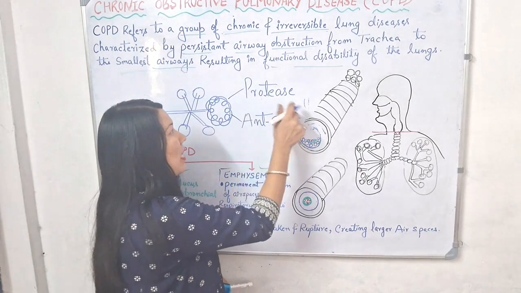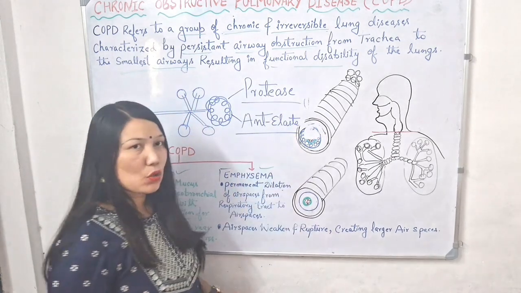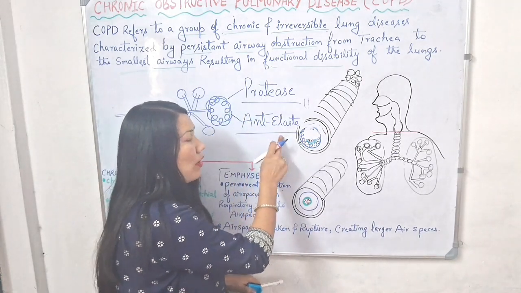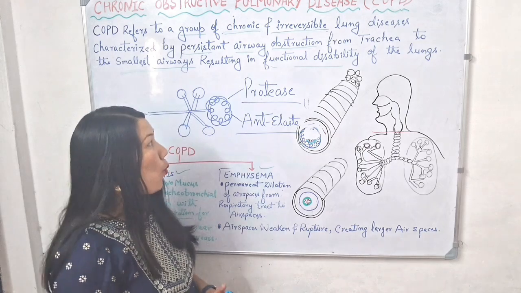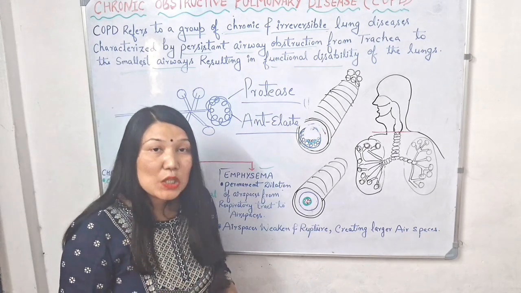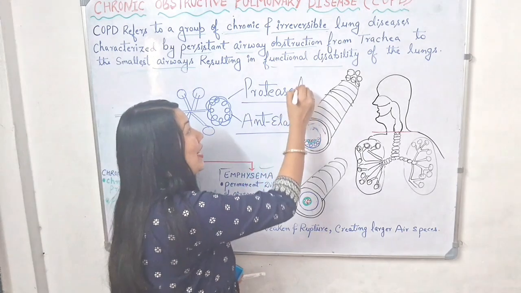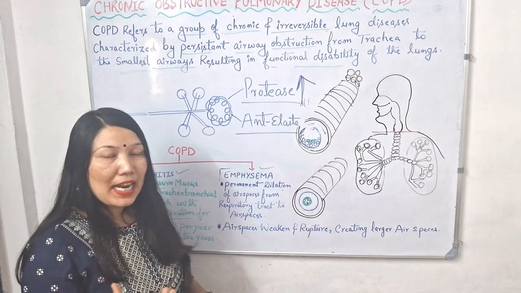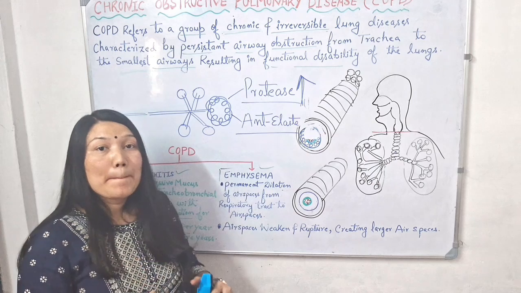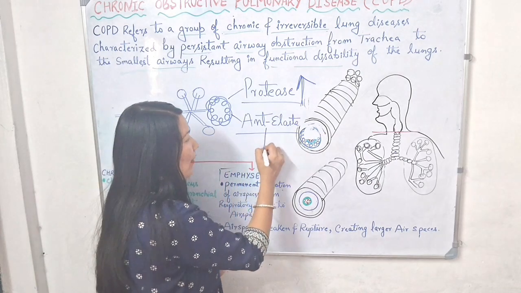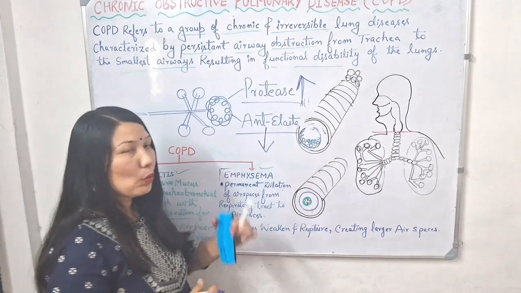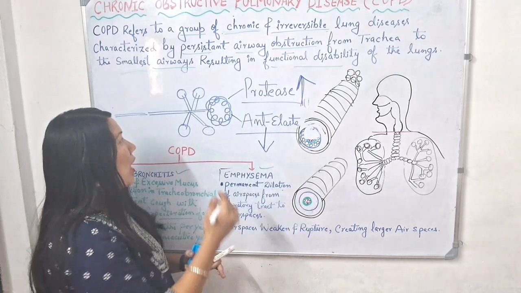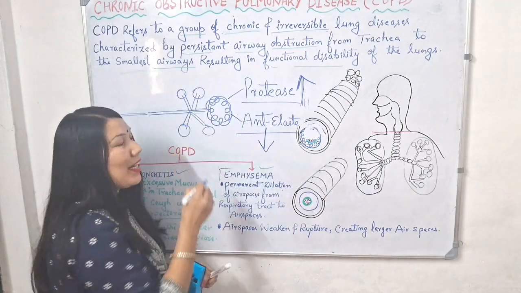One is called protease, the other is called antiprotease. So protease is also known as elastic, and antiprotease is also known as non-elastic. So what happens in smoking? Smoking increases this degraded protein, and this degraded protein will be increased, and this protein will be decreased. So due to the imbalance of this protein, our whole system, our whole tract will be degraded.